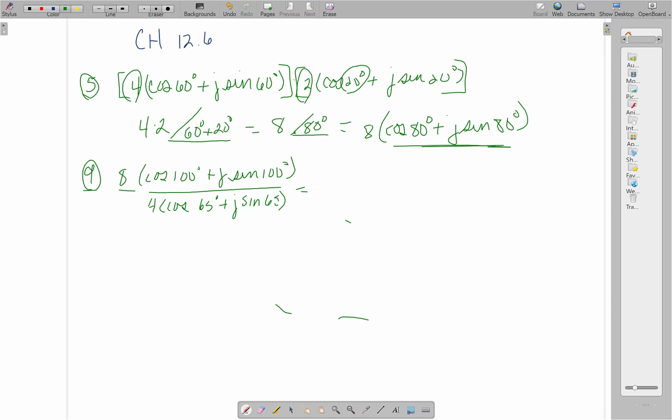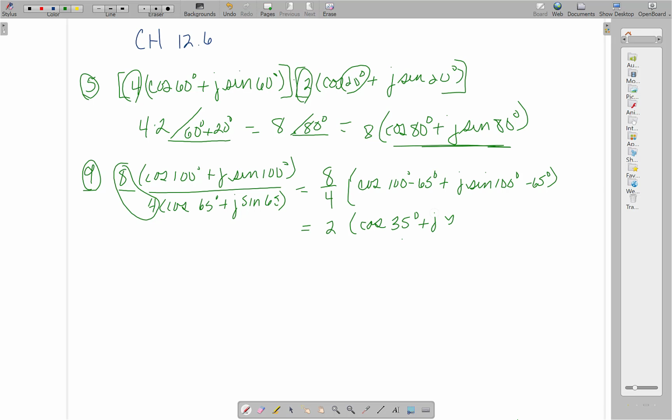When you divide, the rule for dividing complex numbers is to take the numbers out in front and divide them. And then in parentheses, if when we multiplied we added, guess what we do when we divide? We subtract. So we write the cosine of 100 degrees minus 65 degrees plus j times the sine of 100 degrees minus 65 degrees, which gives us 2 times the cosine of 35 degrees plus j times the sine of 35 degrees. Now ask yourself, is that in polar form? Yes, it is, because you have your r and your theta. So that's all you have to do for number 9.